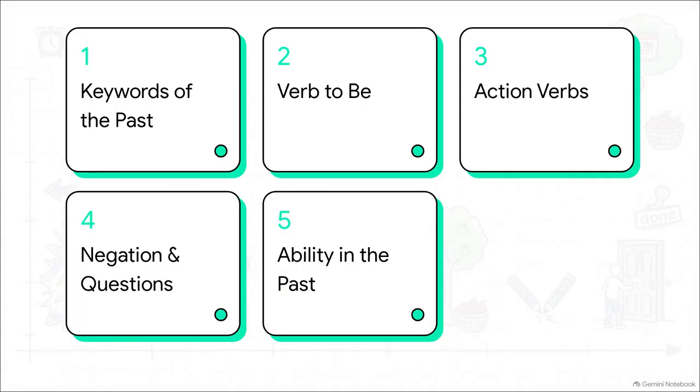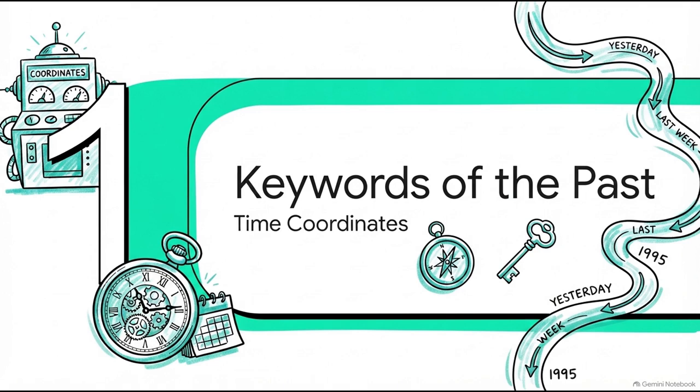Okay, let's dive right into this. We're going to conquer this in 5 simple building blocks. 1. Keywords of the past. 2. The verb to be. 3. Regular and irregular verbs. 4. Negation and questions. And 5. Ability in the past. Right, let's jump straight into section 1, keywords of the past.